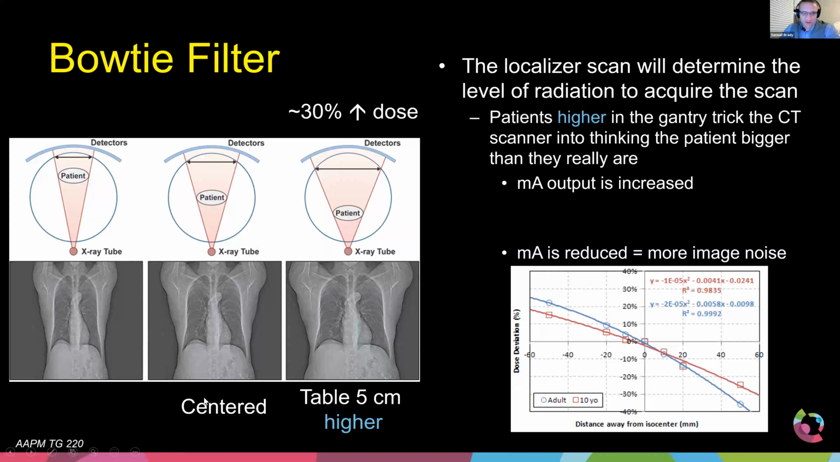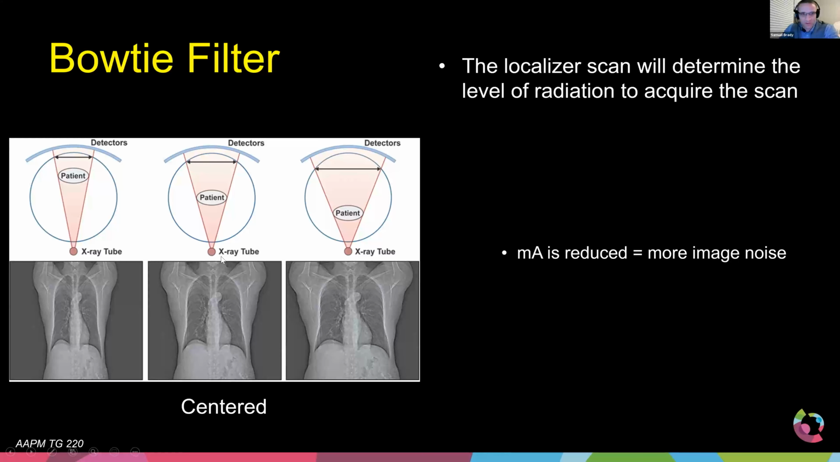So here in the center is a nicely centered patient. We do our localizer CT. Here we did a nice anterior posterior. We can see the image, arms up. That's great. The CT technologists will be able to put their scan field of view on this, and they can plan and go forward with that.